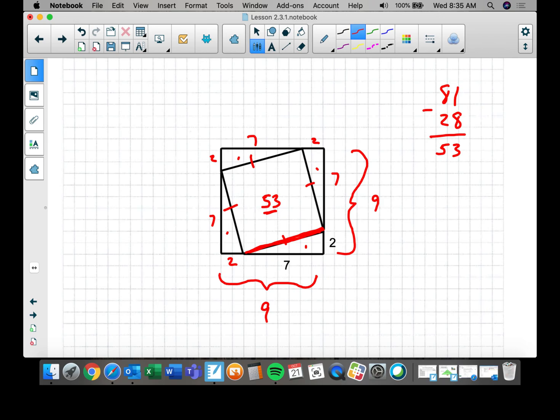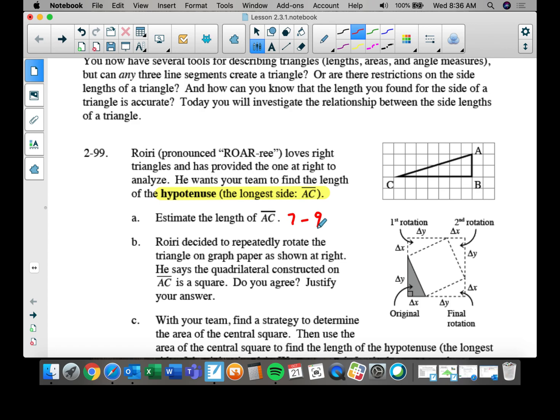So what I need to do is actually take the square root of 53 in order to work backwards to find the side length. If I take the square root of 53, that gives me an answer of approximately 7.28 for that side length of my triangle. And so if we take a look, that's what I ended up with. I found the hypotenuse. If I go back, I estimated it was between 7 and 9, and sure enough, it happens to be about 7.28.